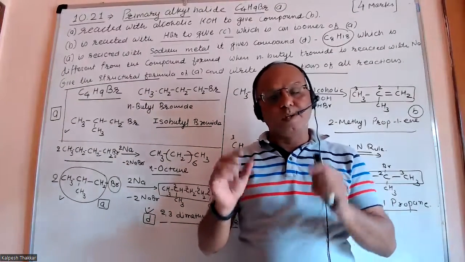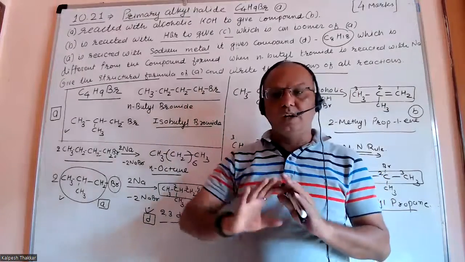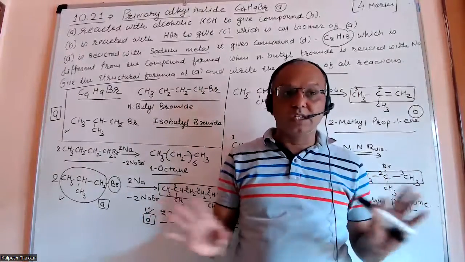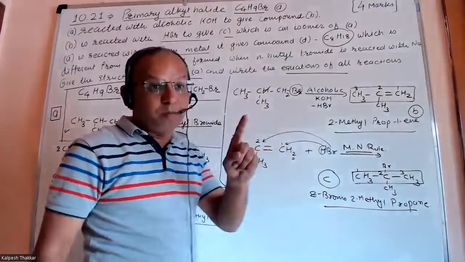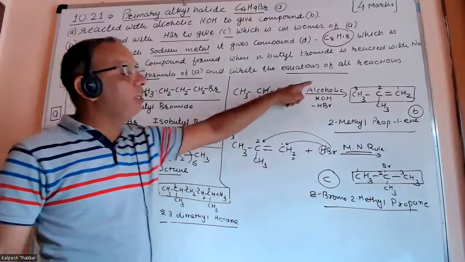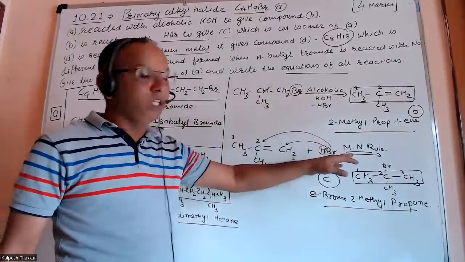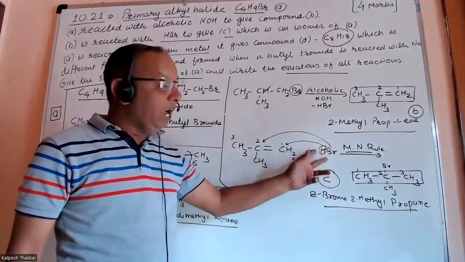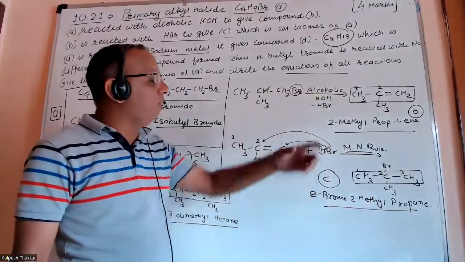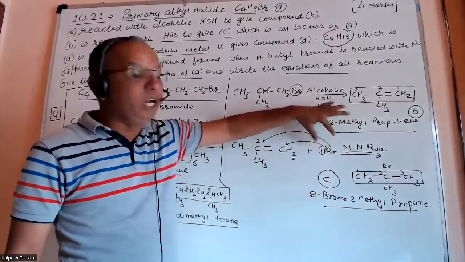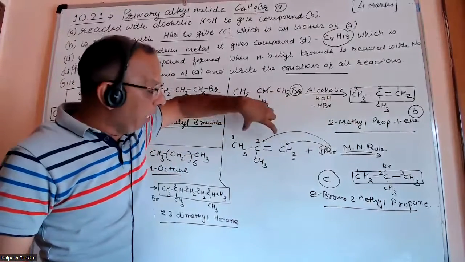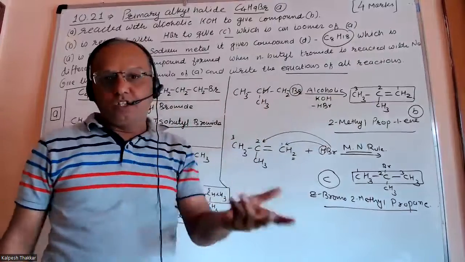But in this type of question, the direct names of reactions are not given. So keep in mind, you have to identify alcoholic KOH or that the Markovnikov rule applies when HBr is added. How can the Markovnikov rule be identified? A hydrogen halide is to be added into an alkene. Alkene plus hydrogen halide, that is the Markovnikov rule.